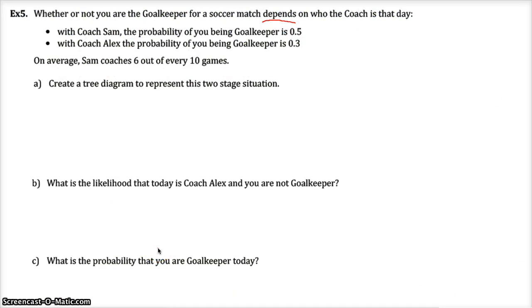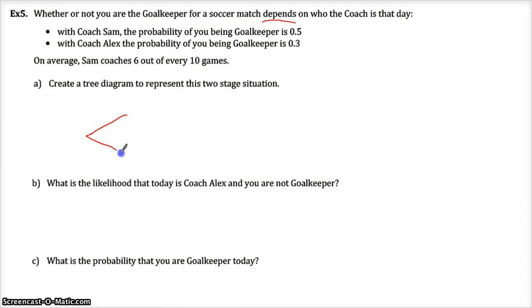But here we have a dependent situation. If Sam is coach, the probability of you being goalkeeper is 50%. But if Alex is the coach, I don't know, Alex doesn't like you as much or something. Maybe his kid is on the team. The probability of you being goalkeeper is only 30%. On average, Sam coaches 60% of the games, is what it says here. Now drawing a tree diagram is good because this is kind of a different situation.